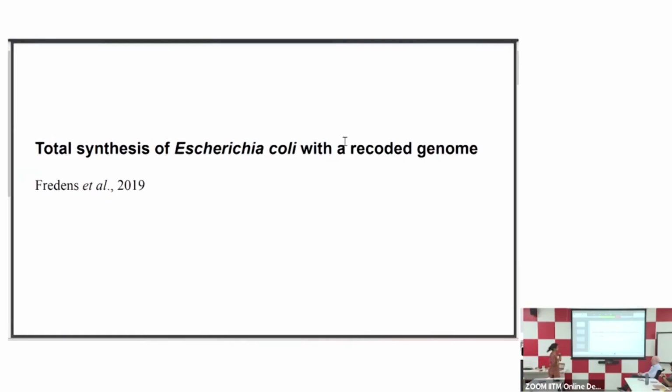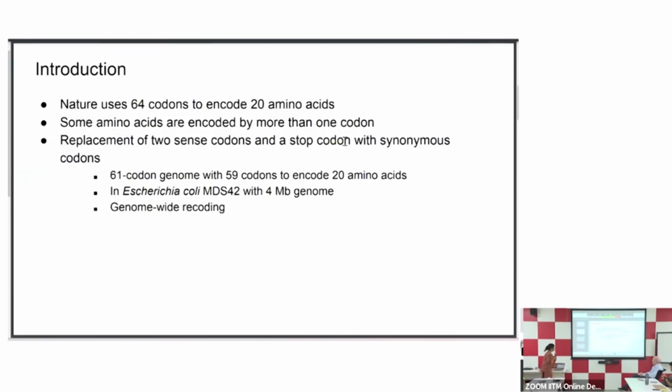I'll be presenting the work done in this paper called Total Synthesis of E. coli with a Recoded Genome. So we know that in nature, a genome has 64 codons, which encode 20 amino acids, which means there is some redundancy. What the authors in this paper have done is they have replaced two sense codons by their synonym and a stop codon with its synonym, so that the resulting genome has only 61 codons, where 59 codons code for 20 amino acids, and the rest of the two are stop codons.